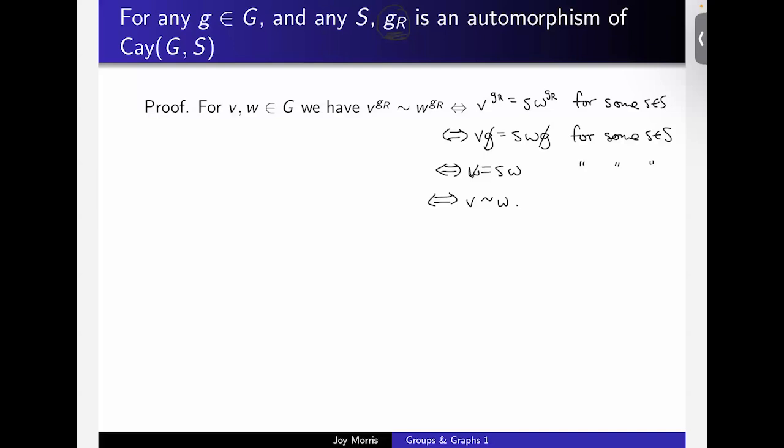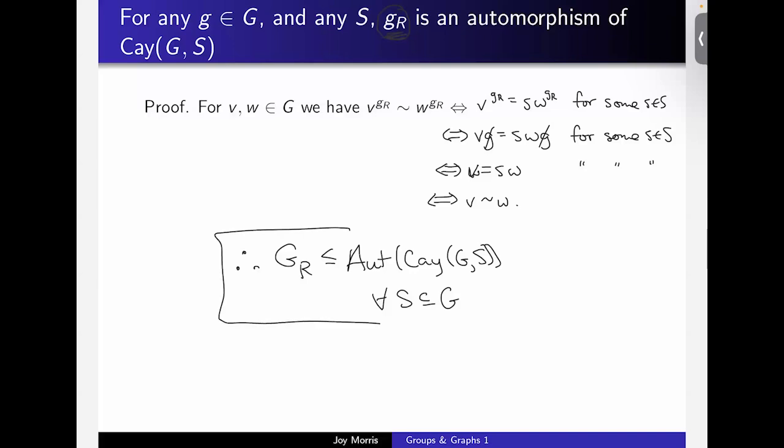And that means that the right regular representation is sitting inside the automorphism group of the Cayley graph for every subset S of G. So this is true for Cayley graphs or digraphs. We always have this regular subgroup of automorphism groups. This was first observed by Sabidussi a long time ago, back in the 50s or 60s, maybe even. And it's a very useful characterization of Cayley graphs.